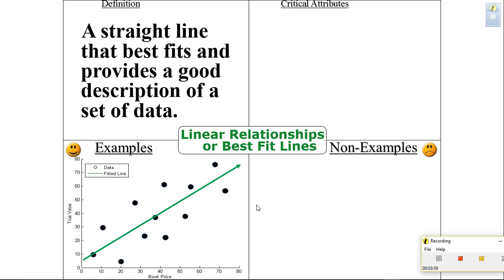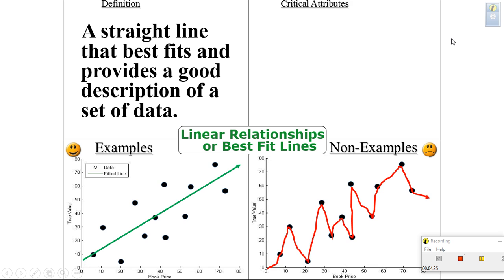Let's see if you can actually tell the difference from one to the other. Here it goes. Look up. Tell your neighbor why that's not a best fit line. Copy that, please.